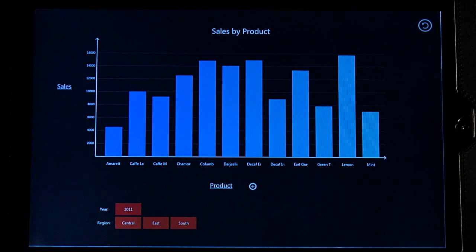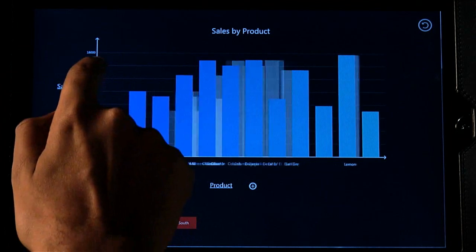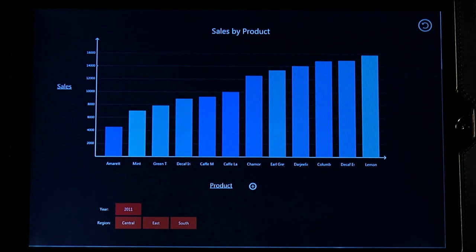In order to get a better idea of what was the worst product, we can sort the visualization from least to greatest and select the worst selling product.